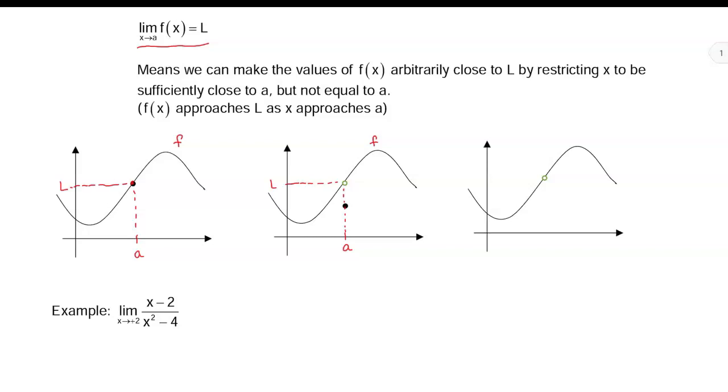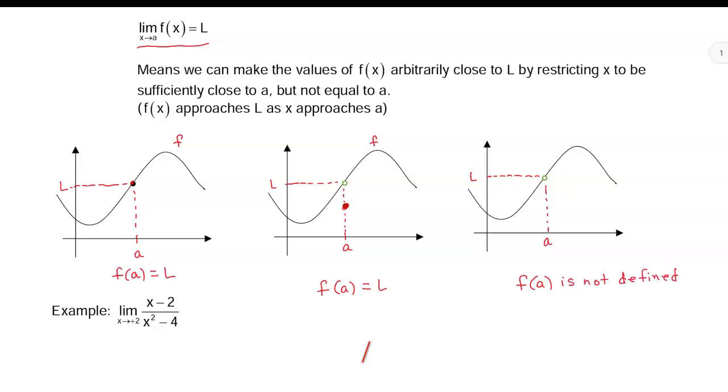So we say that the limit still exists. The function has no value at a on the curve, but the limit still exists. The value of the function is somewhere else. And then the final picture, there's no value of the function at a, but the limit still exists. The limit of L still exists. So in the first picture, f of a actually equals L, the limit. In the second one, f of a does not equal the limit, but the limit still exists. And in the third one, f of a is not even defined, but the limit still exists.